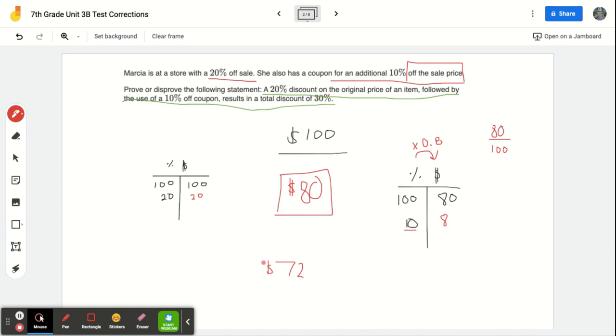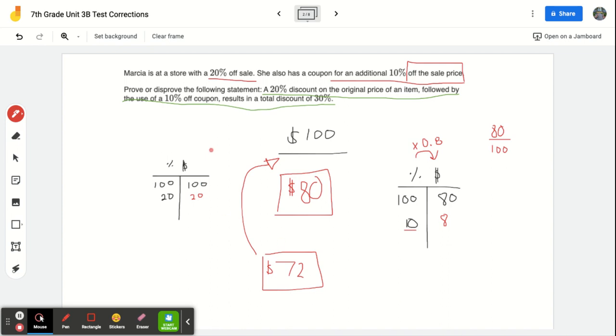So it's not $30 off. It's actually $28 off with this problem from the original price. So it's $28 different. Now, remember, if you're combining the sales, it would have been 30% off. But in this case, you're not combining the percentage off.